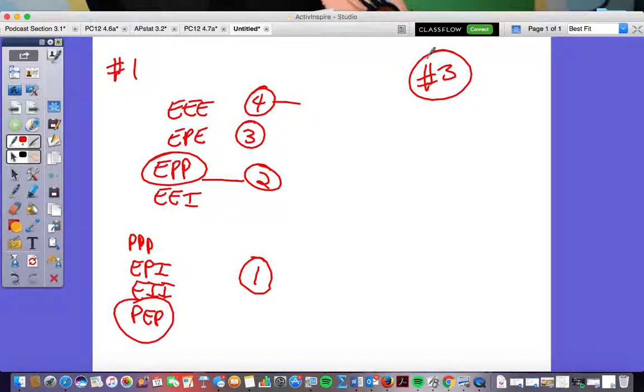All right, hey, on number 3, if you got an E, give yourself 3. That's the max you can get. If you got a P, give yourself a 2. If you got an I, give yourself 0. Cool? So it's either 3, 2, or 0. Am I making sense on that? So E is 3, P is 2, I is 0. Okay? Y'all follow?